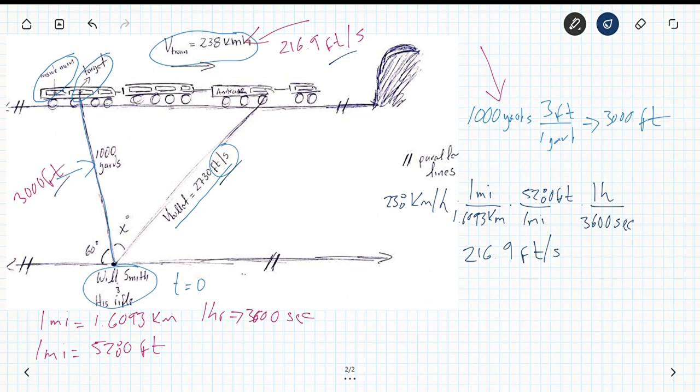I'm going to stop right here. This is going to be part A of the video, in which I deal with the dimensional analysis, and then in the second part we're going to talk about angles and distances and whether the Sharpshooter Will Smith was successful.